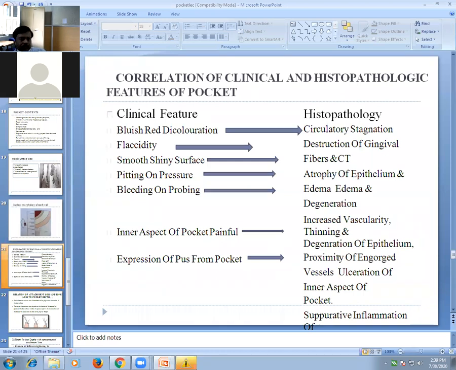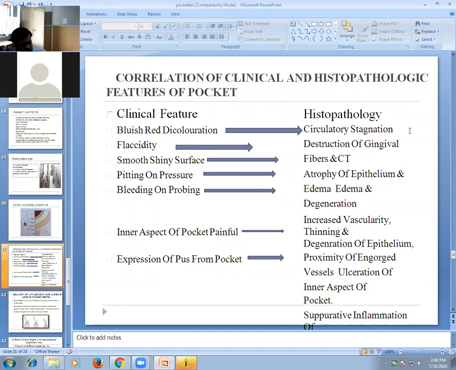So coming to clinical features, why will there be a color change, consistency change, surface structure change? There are some physiological reasons for that. We'll see them one by one. Why is there a change in color, a bluish red discoloration?